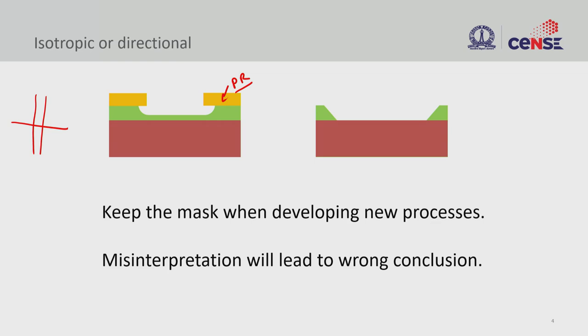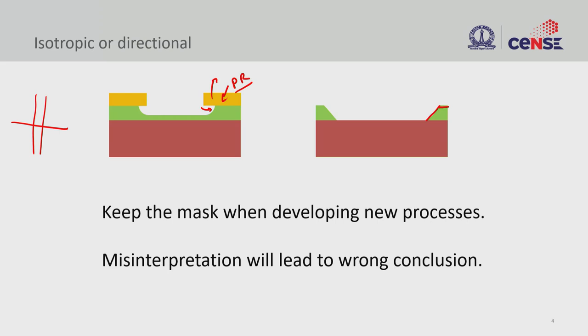When you look at the cross section, you will know that there is an undercut here. If you remove the photoresist, you will end up with a pattern like this, for instance if you have overetched. In this case, you don't know whether this is isotropic or whether you have done a directional etch, which, as we saw in the earlier slide, is also anisotropic. So you need to be careful about this.